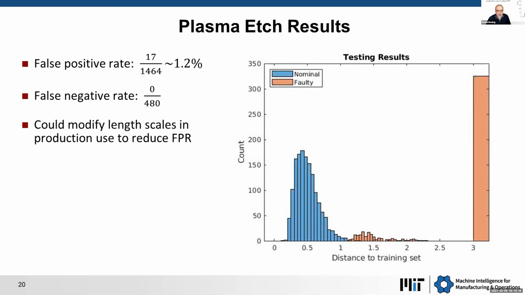Here also, we could have gone back and modified the length scales if you want to actually tune the trade-off that we just heard about, the cost of a false alarm versus the cost of a missed alarm. And one might move the threshold in order to reduce the false positive rate.